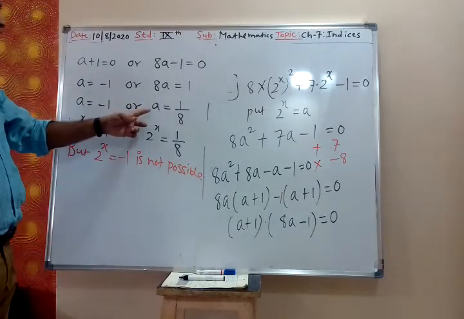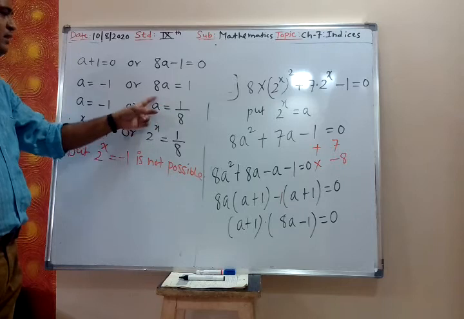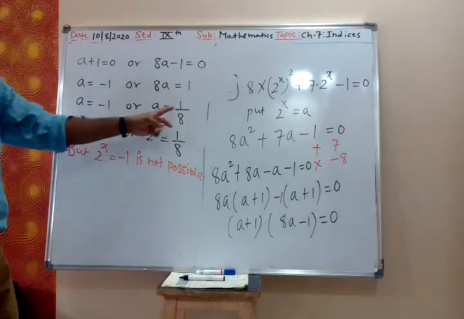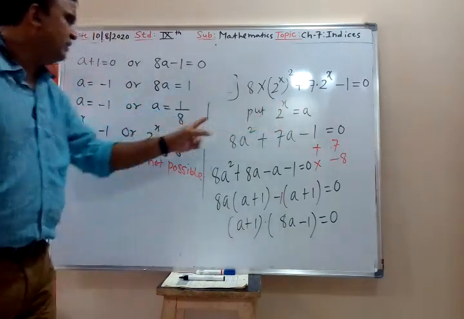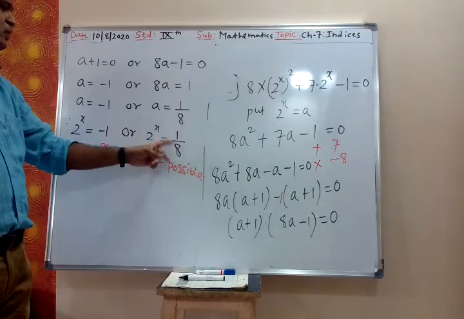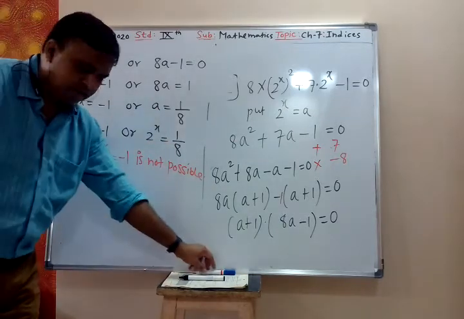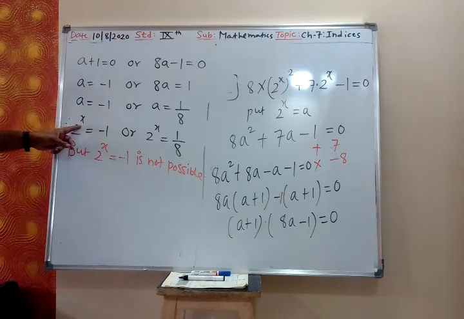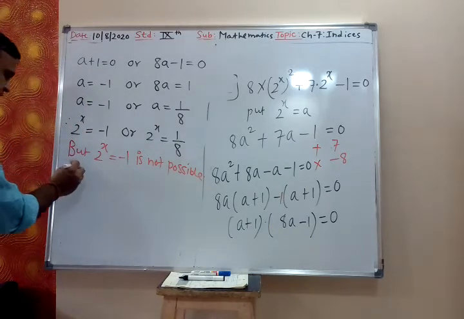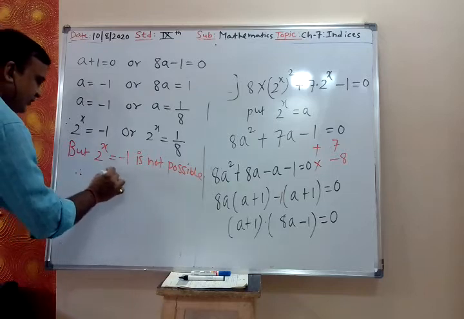See this, a is 1 by 8. What is the value of a? Resubstitute the value of a, no? A is 2 raised to x. So 2 raised to x is equal to 1 by 8. But 2 raised to x will never be negative, that means the minus 1 case is not possible. So that will give you 2 raised to x is equal to 1 by 8.